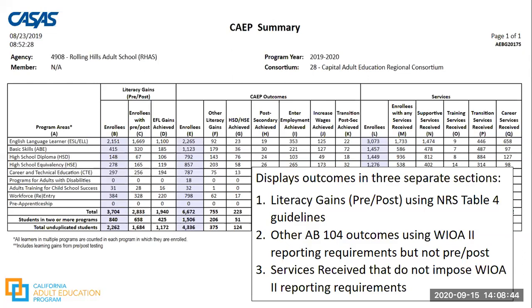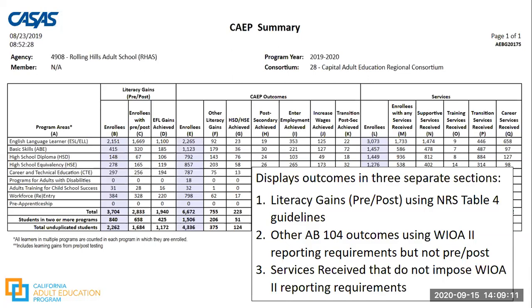So again, we've got the literacy gains using pre and post to the left. We have those other CAEP outcomes with the six columns representing the six areas of AB 104 in the middle. And then we have those different areas of short-term services over there to the right. So we put them in three different sections because there are three different bars that you need to get over in order to qualify for reporting.